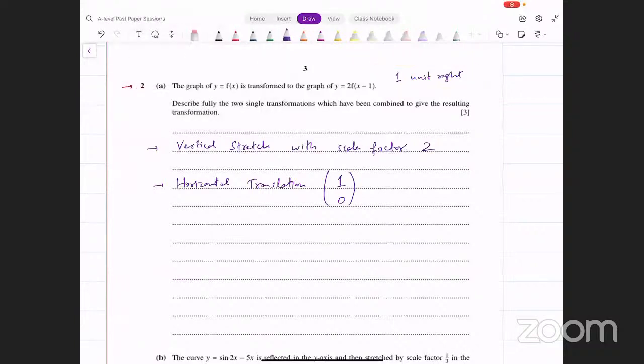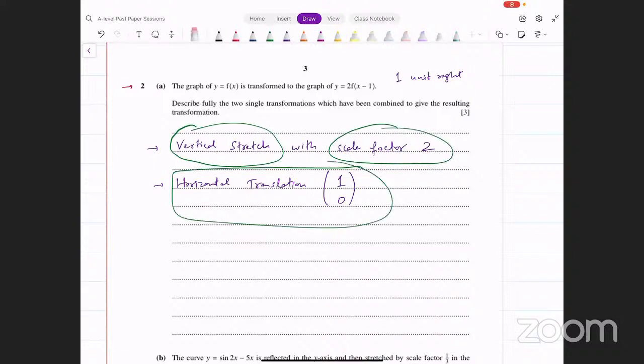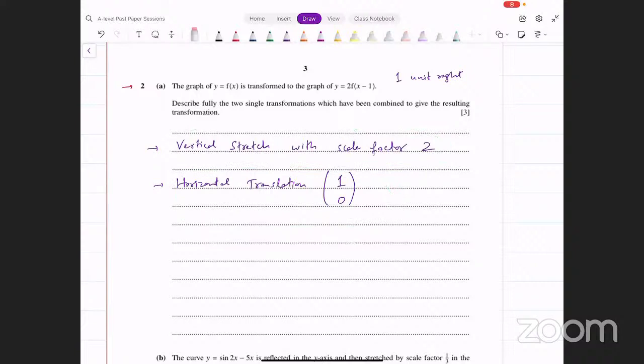सोचने के लिए आप इस तरह सोच सकते हो 1 unit right, but then you'll have to write the vector for that. Okay, why is it 3 marks? एक मार्क इसका होएगा वर्टिकल स्ट्रेच लिखने का, एक मार्क इसका स्केल फैक्टर लिखने का होएगा, और एक मार्क हॉरिजॉन्टल ट्रांसलेशन का वेक्टर लिखने का होएगा. सो इट्स जस्ट डिवाइडेड लाइक दैट. वो 3 चीजें, हर चीज का एक मार्क है.